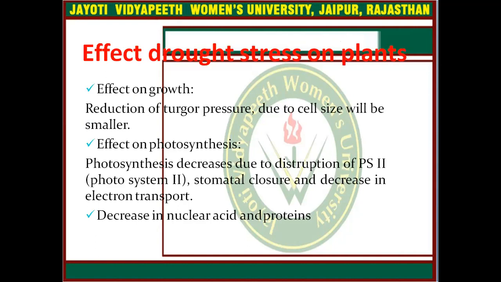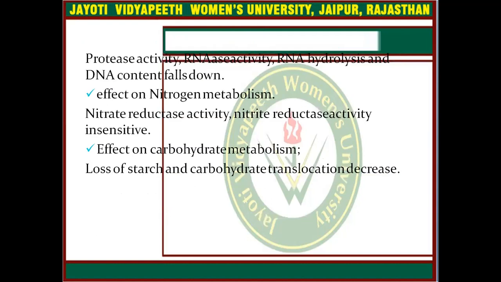Effect of drought stress on plants. First, the effect on growth: it reduces turgor pressure, so cell size will be smaller. Effect on photosynthesis: photosynthesis decreases due to disruption of the photosynthetic system, stomatal closure, and decrease in the electron transport chain. There is a decrease in nucleic acid and protein; protease activity, RNase activity, RNA hydrolysis increase and DNA content falls down.